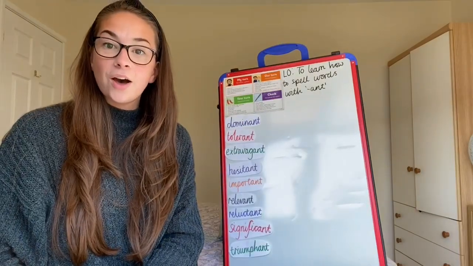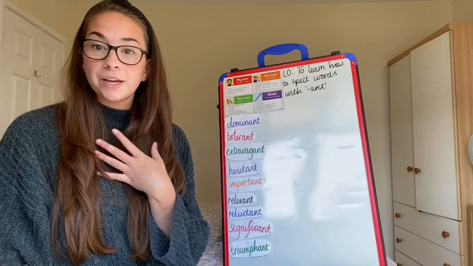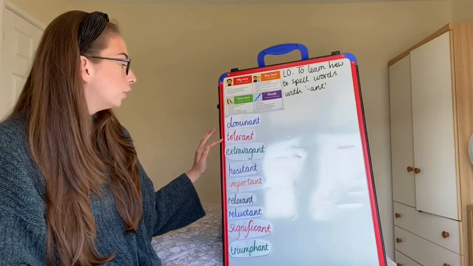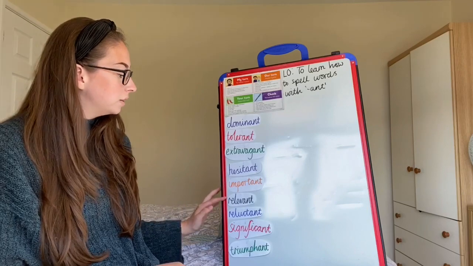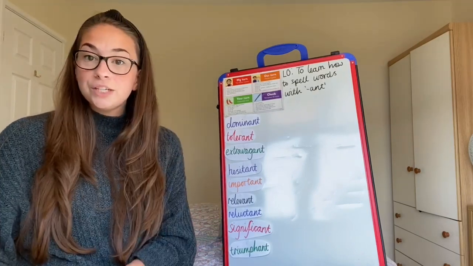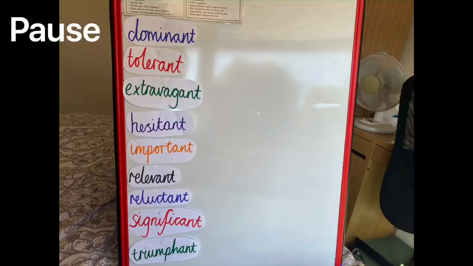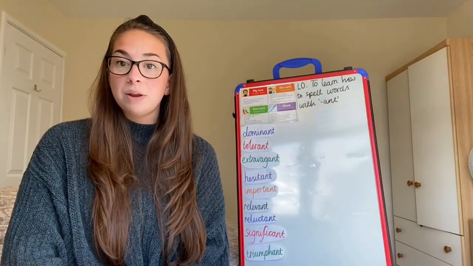Okay, so here are this week's spellings. It's my turn now. I'm going to read out all 9 of them for you. So we have dominant, tolerant, extravagant, hesitant, important, relevant, reluctant, significant, and triumphant. Pause the video here and write them down for me. Okay, so now you should have all 9 of our spellings written down.